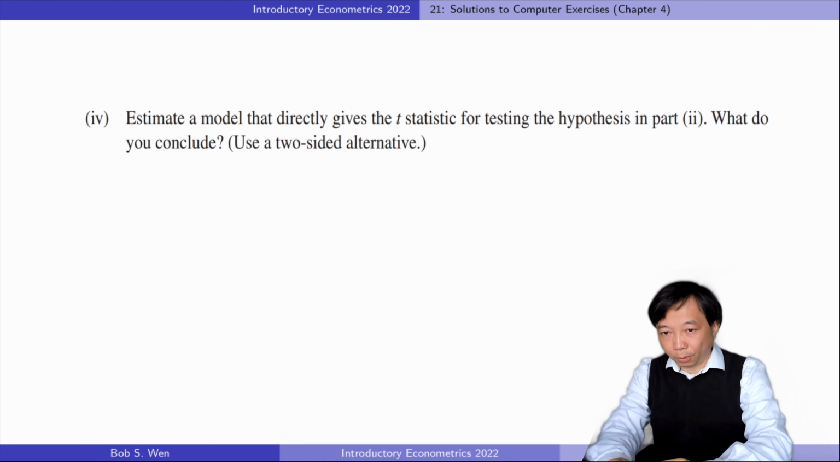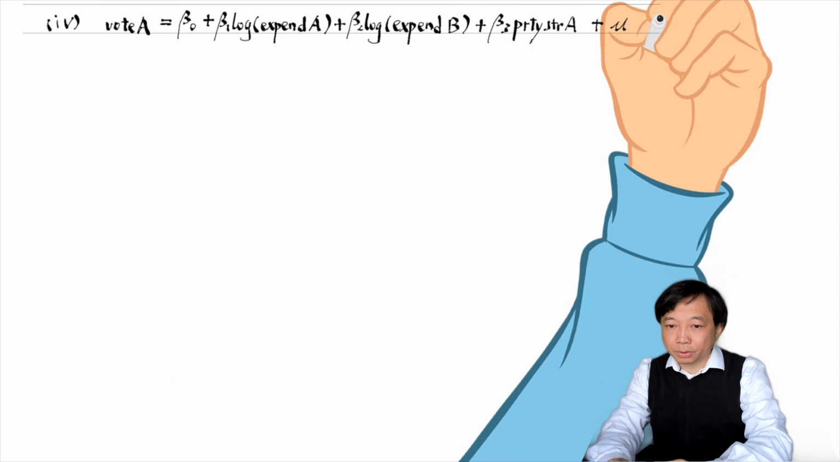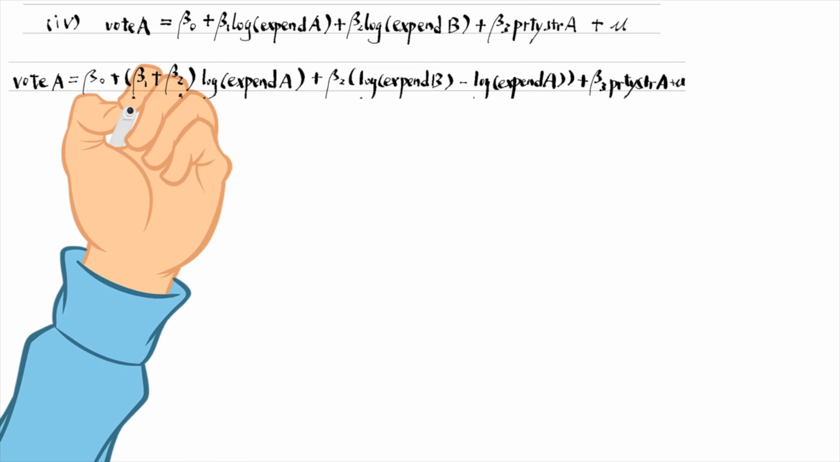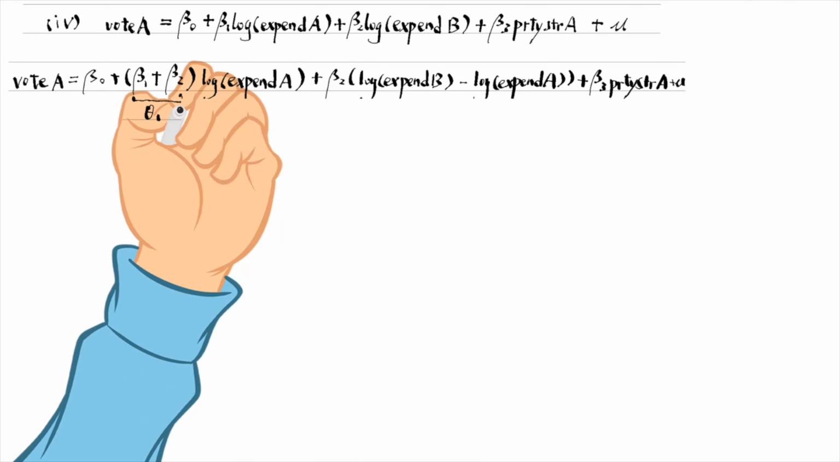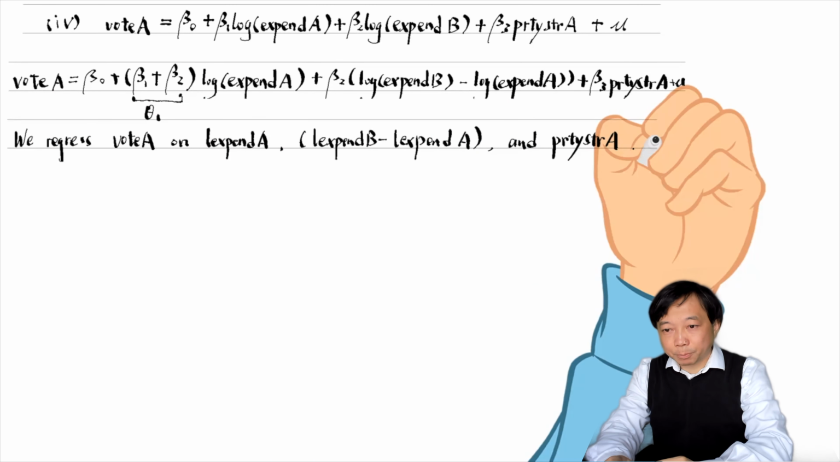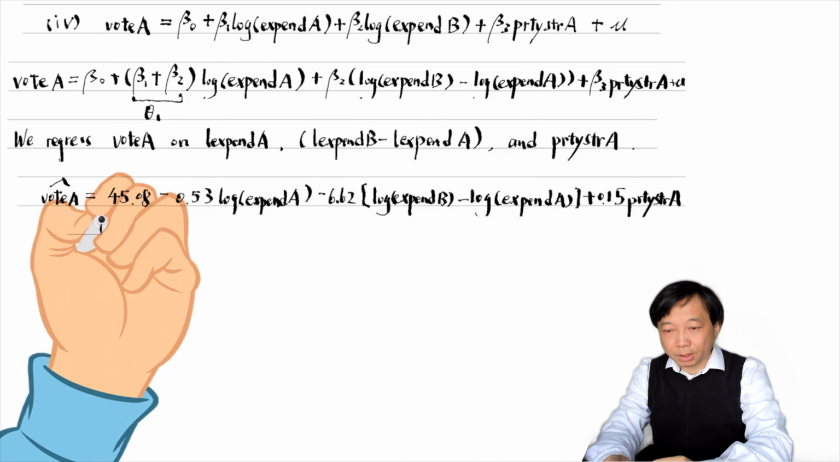So in question 4, we rearrange the variables and define theta 1 as beta 1 plus beta 2. We regress vote A on the log expenditure A, log expenditure B minus log expenditure A, and party strength for A. And we directly have the t-statistic for the estimate of theta 1.